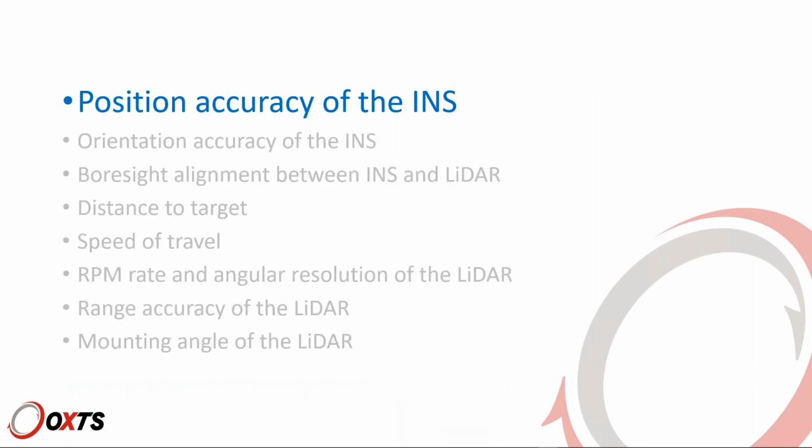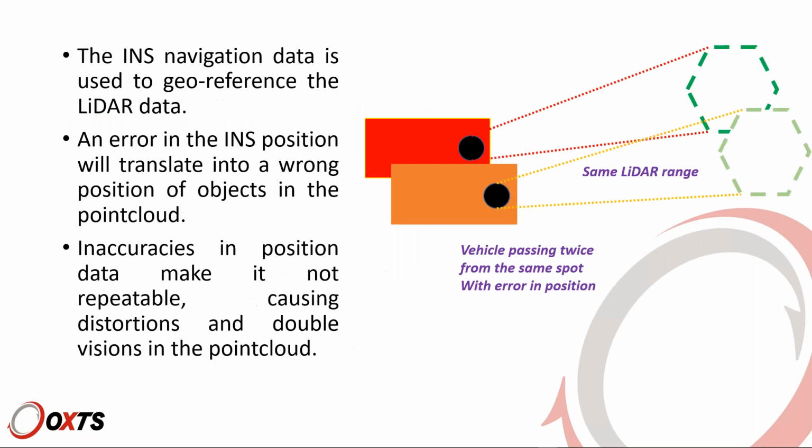Okay, first of all, position accuracy of the INS. The INS is obviously responsible for providing the data required to georeference the LiDAR data. Without a position, without an orientation, the LiDAR data is basically meaningless. This means that an error in the position that the INS provides will translate into wrong position of objects in the point cloud. The objects that are surveyed by the LiDAR will be placed in the wrong position. Having an accurate position is fundamental to have repeatable data.